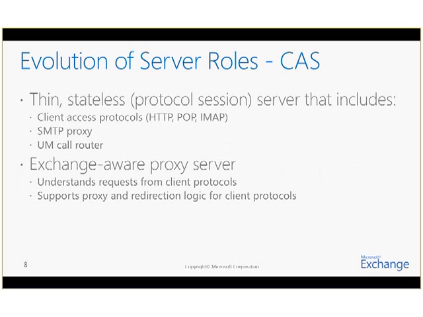Being an exchange-aware proxy server means that the client access server understands the requests from each client and contains the logic to route specific protocol requests to the proper destination endpoint. It supports proxying and redirection for client protocols as well as for legacy Exchange servers. In fact, in a coexistence scenario with Exchange 2010, a single namespace that points to Exchange 2013 can be used for both Exchange 2013 and Exchange 2010 mailboxes.